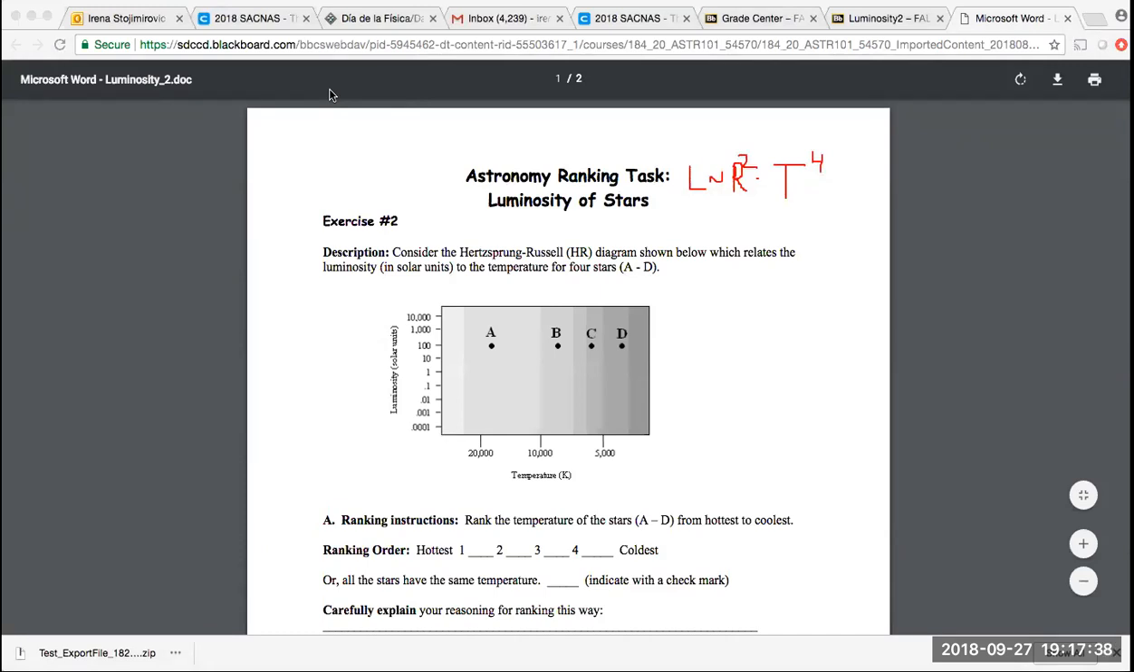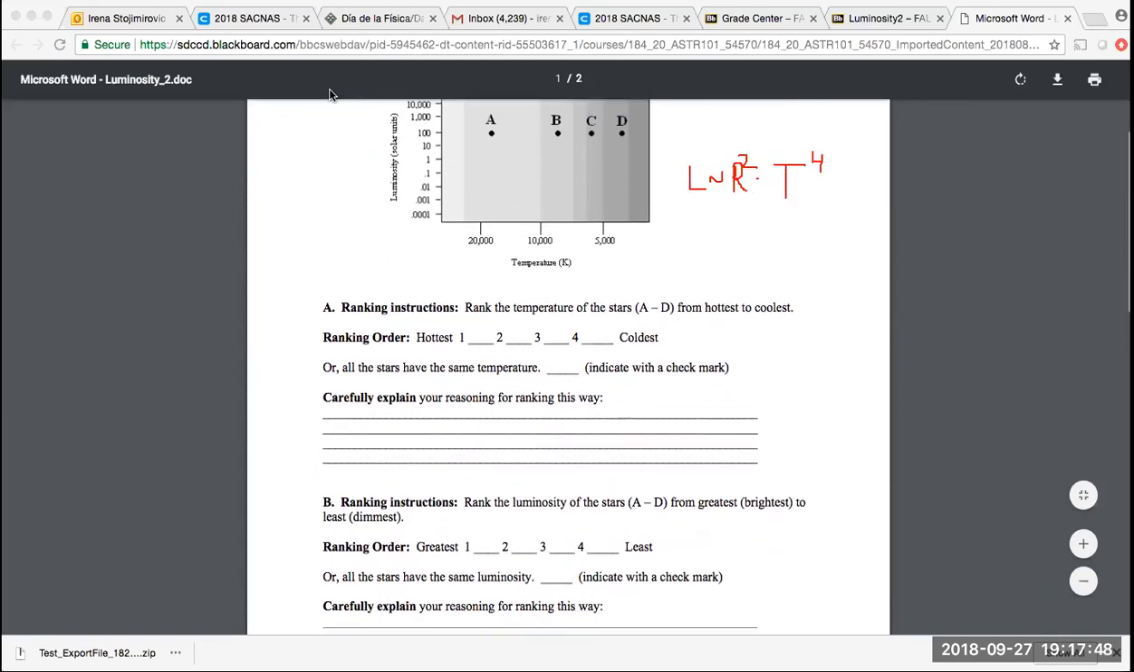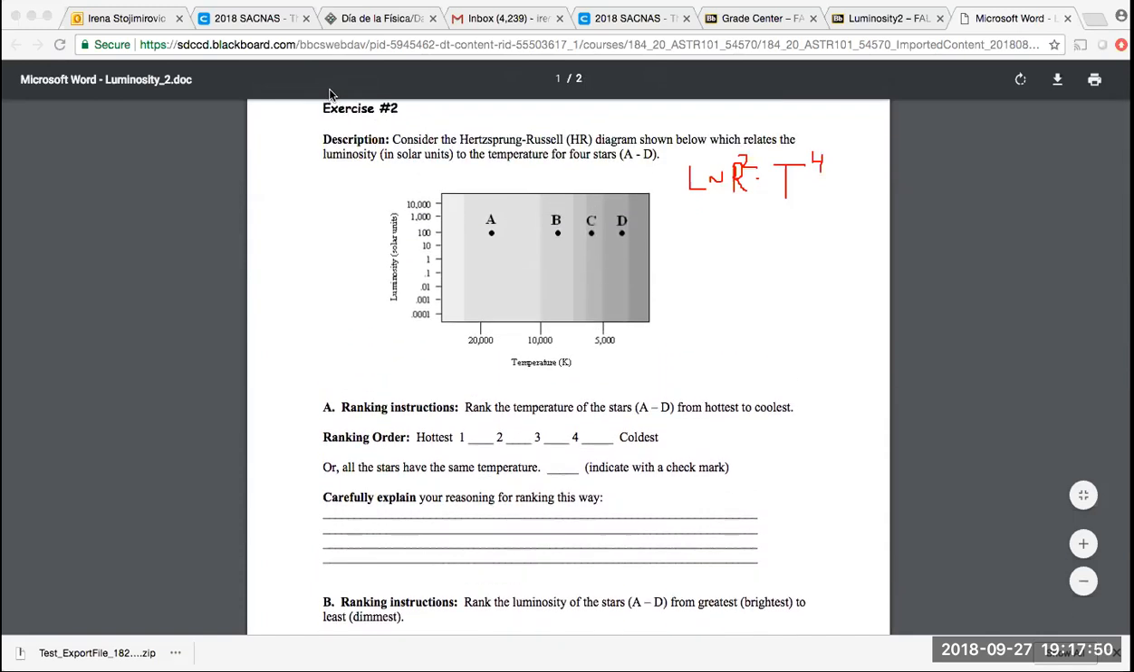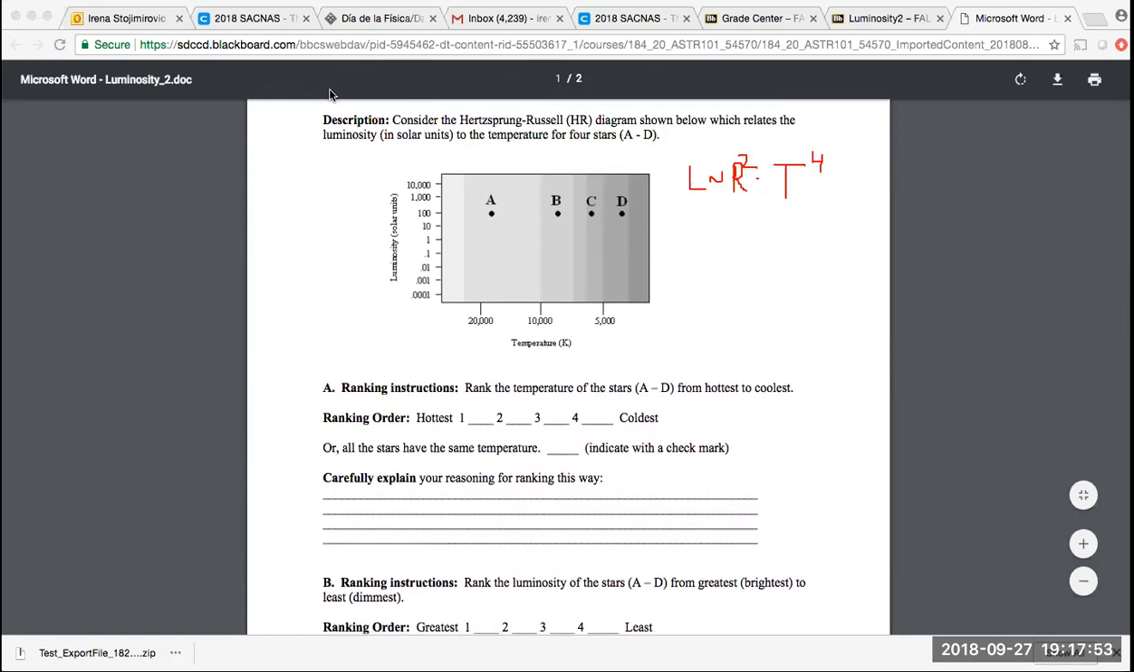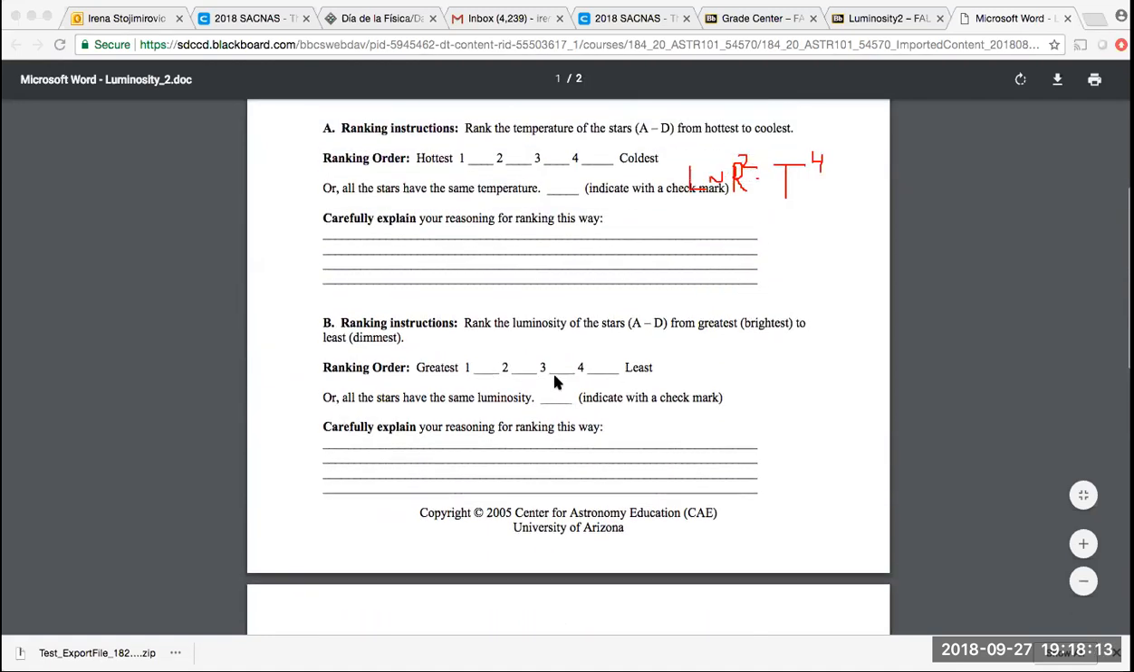Okay. So it'd be A, B, C, D. Yes, very good. And then it tells you rank the luminosities of the stars, the same stars. It looks like they're all on the same level of luminosity. So they all have the same luminosity, okay? But they have different temperatures. And so then the last question is basically asking how is that possible? Rank the surface area of the stars from largest to smallest.